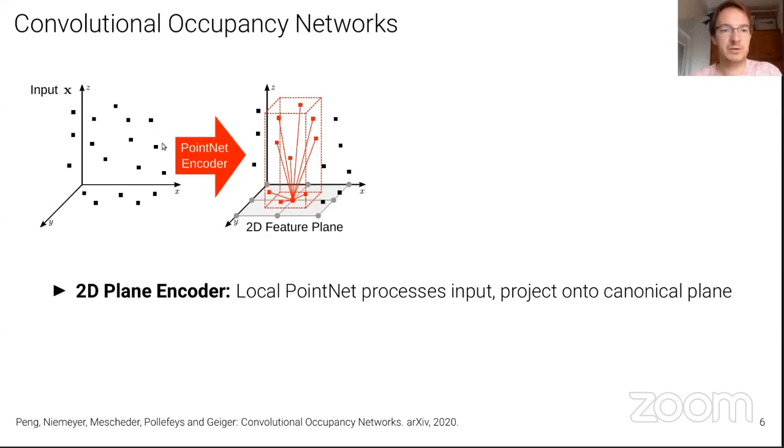Given a sparse and noisy point cloud of the input shape, we use a PointNet encoder per column on a 2D feature plane. So we discretize the domain, let's say the ground, in terms of a 2D feature plane, and encode the features for a particular pixel on that plane by a representation that's derived from all the points that are within that red cuboid here, using a PointNet encoding. Now we have local information on that 2D feature plane.